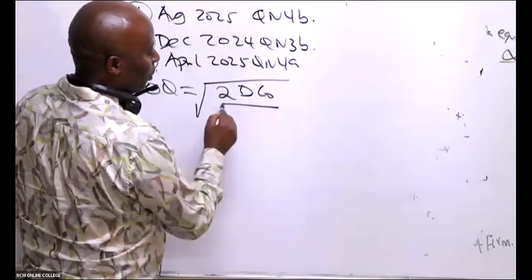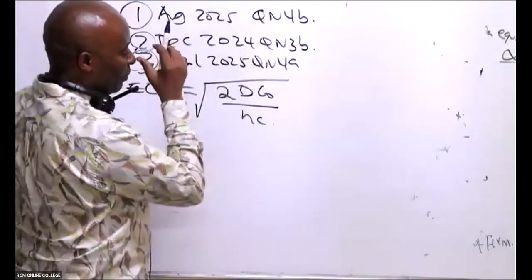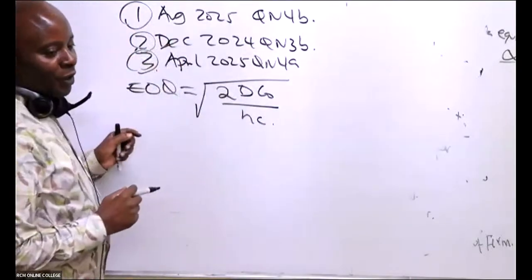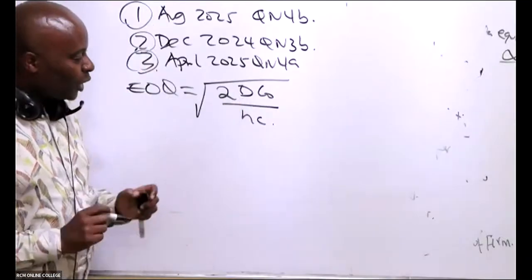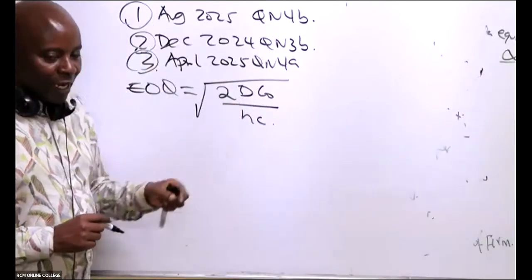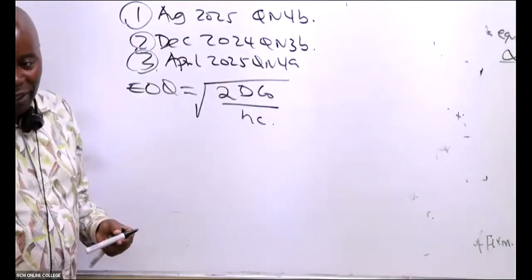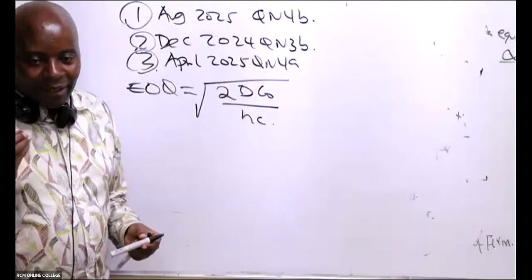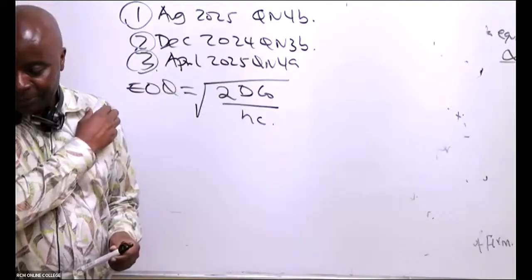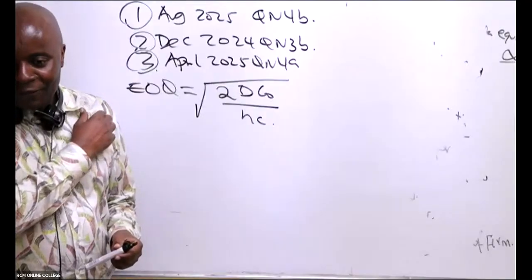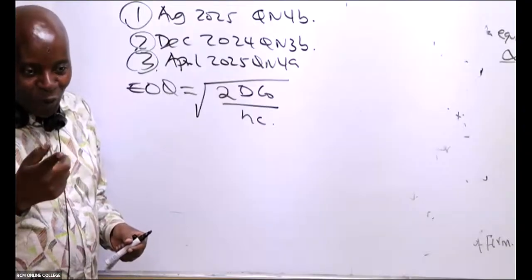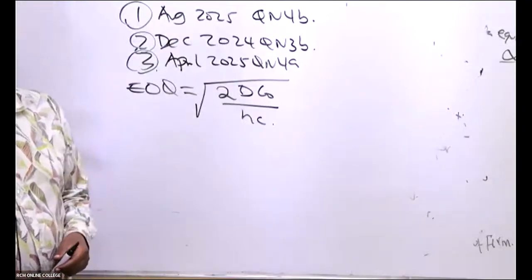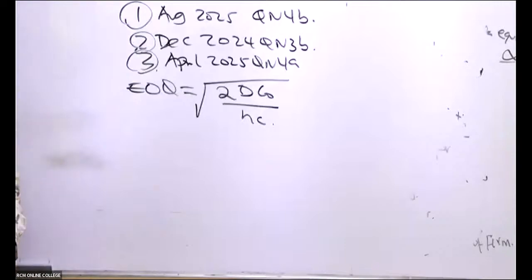2D core over HC. So this examiner was able to take these people down by not giving the annual demand. He gave his demand in a funny way. He said they are procuring how many units here? For 3 months, yes. So are you able to translate that to a whole year?